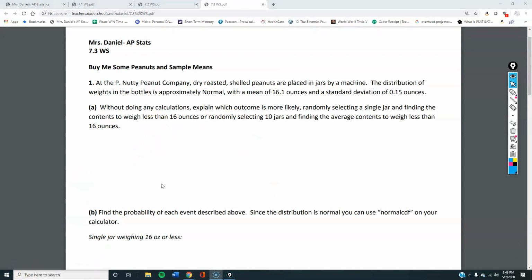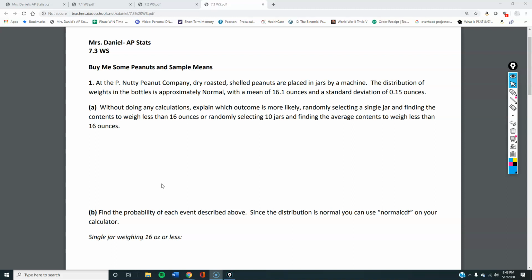All right. What A is asking: would it be more likely that you select one jar and it weighs less than 16 ounces, or 10 jars and the average is less than 16 ounces? Now, if you're just grabbing one individual item, there's a lot of variation within a sample size of 1, right? Because your standard deviation is going to be huge, because you're dividing by 1 in the calculation.